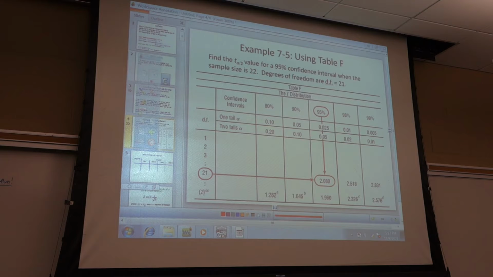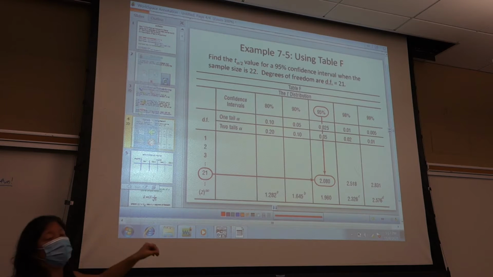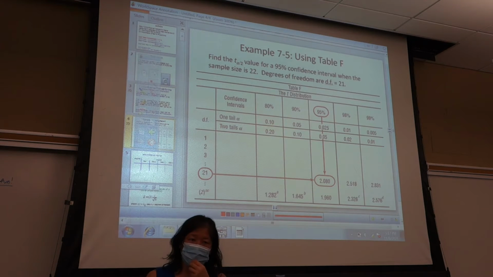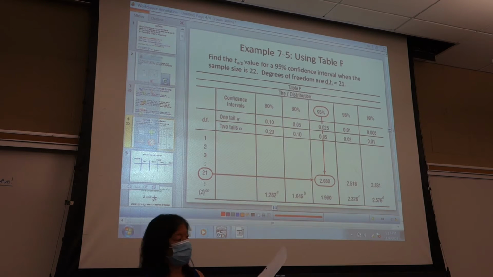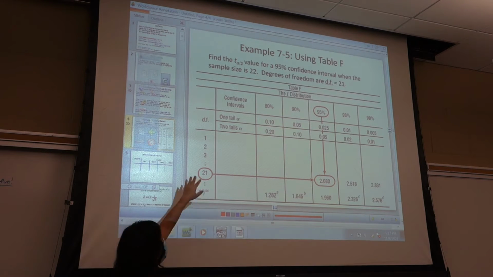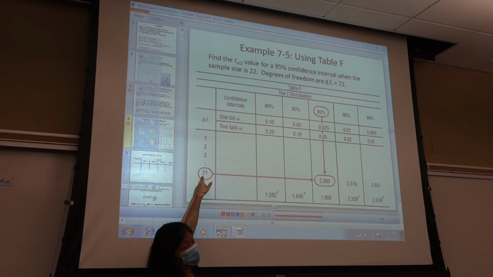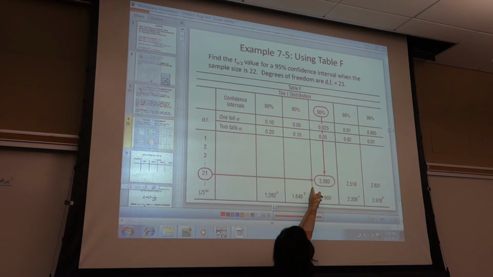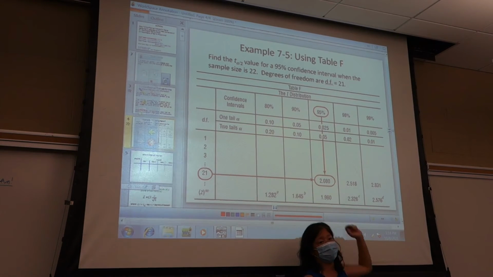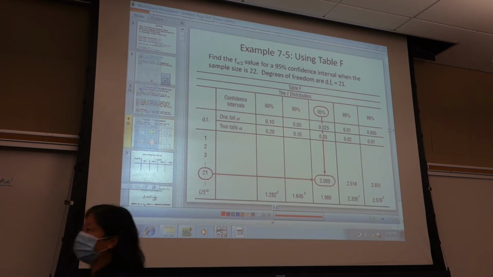If, for example, my n is 22, my degrees of freedom is n minus 1. So if my n is 22, my degrees of freedom is 21. Then I slide down this side here until I get to degrees of freedom 21. That tells me what row I want. So I'll slide along that row until I get to the column I want, 2.080. Good.